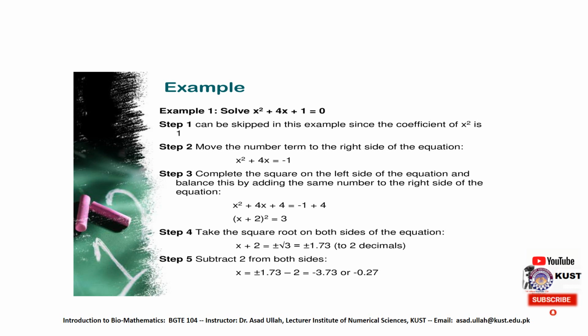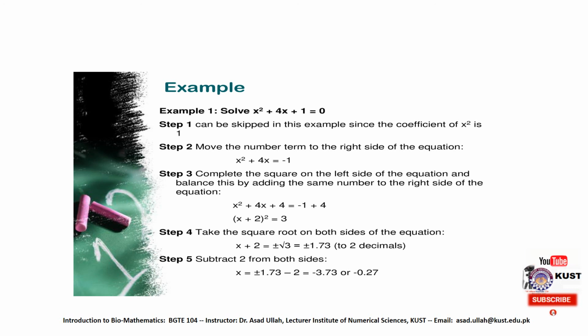We have to move to step 1, and in step 1 we have to make the coefficient of x squared equal to 1. So no need to use step 1 because the coefficient of x squared is already equal to 1 in the original equation. So we move directly to step 2. And in step 2 we have to shift the constant value to the right side of the equation. We get x squared plus 4x is equal to minus 1.